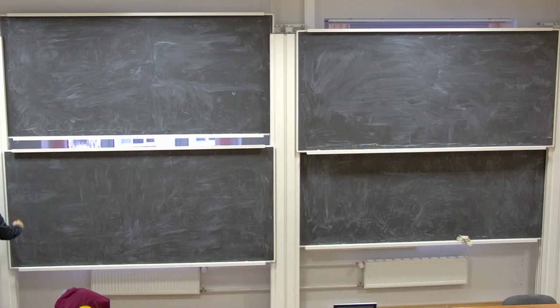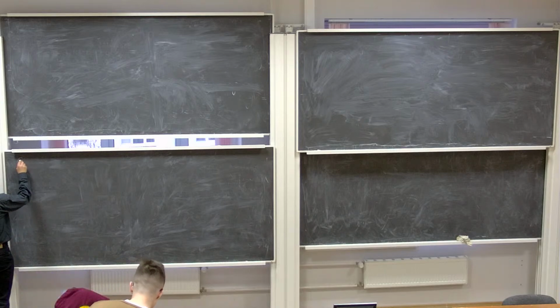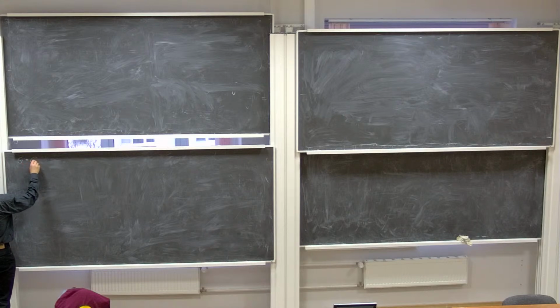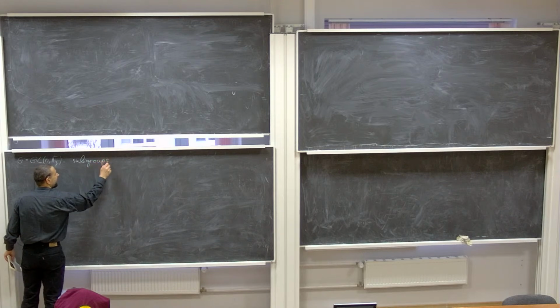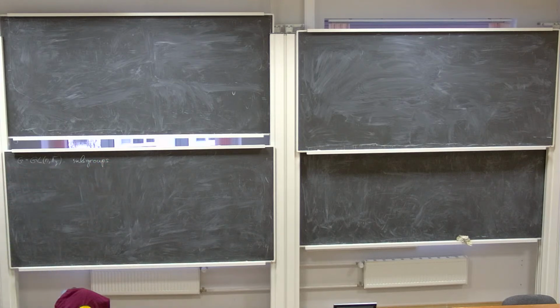Today we will classify all the subgroups of G, that is GL2 over F_q. It turns out that in a sense the classification is independent of q, or of the ground field at all. It only depends on the characteristic, so to say.